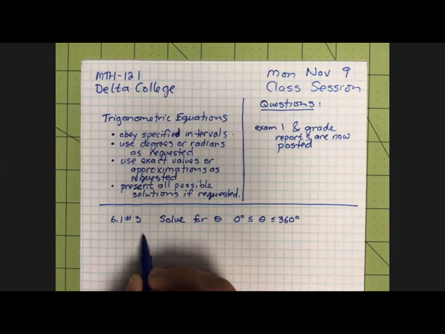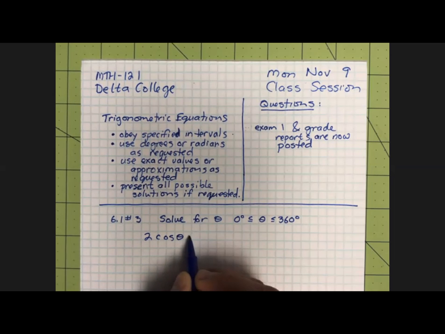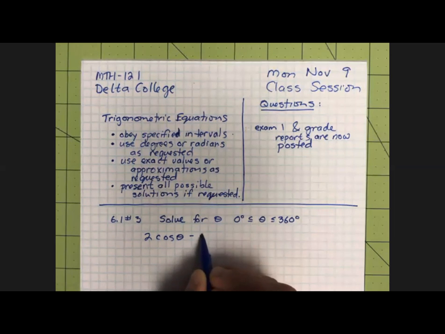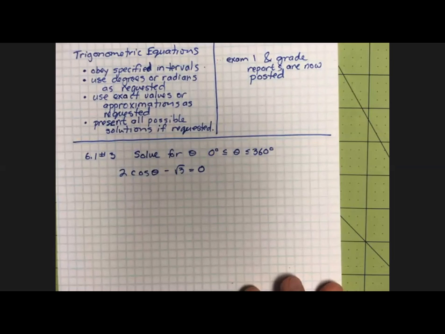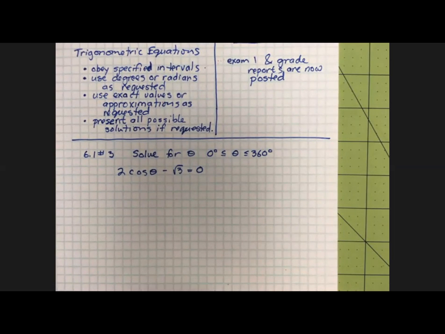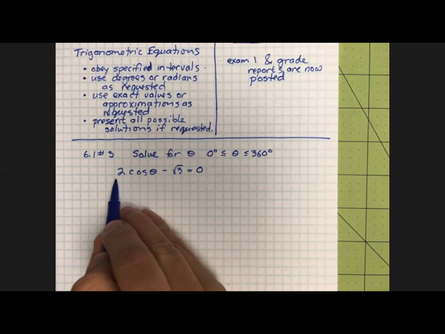And the equation is 2 cosine theta minus root 3 over 2 equals 0. So we're going to start you off on a basic one right here. And the solution to almost all of these is going to involve a picture.